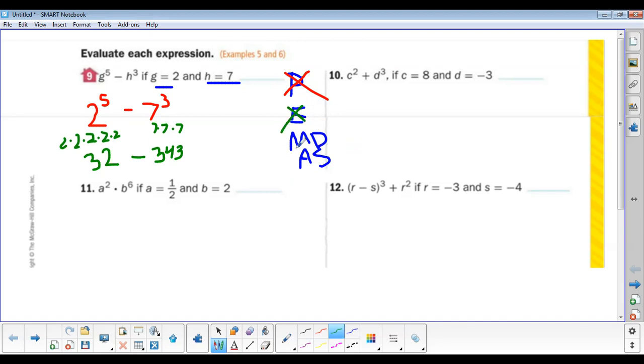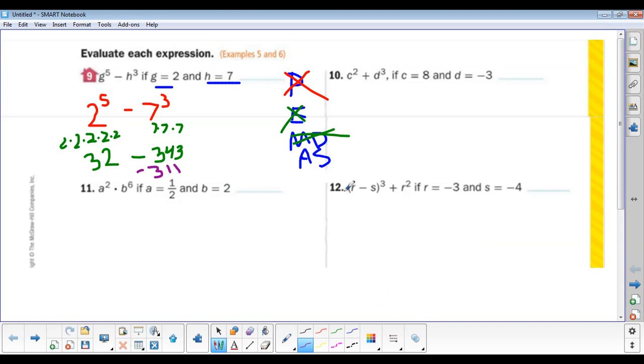Next, we want to check, do we have multiplication or division? No, we do not. So we move right along to addition or subtraction. Here we have 32 minus 343. So we're going to end up with negative 311. I'll do one more, and then hopefully from there, you'll be able to figure this out.